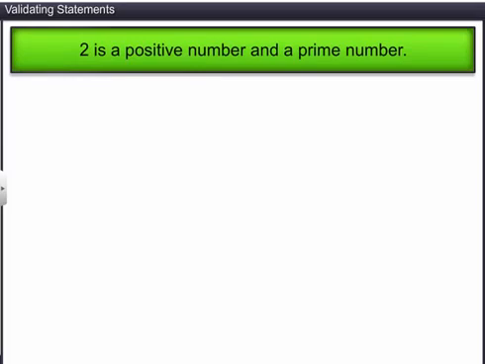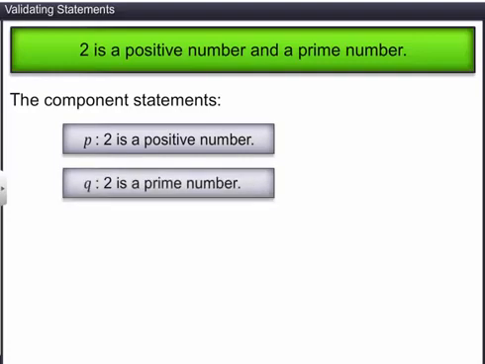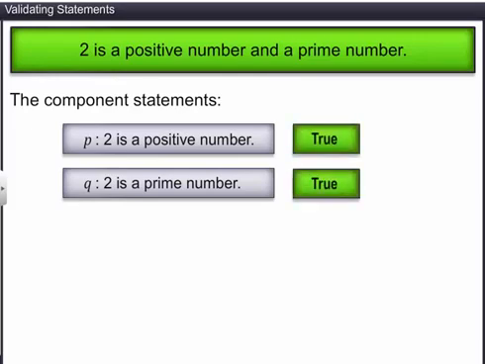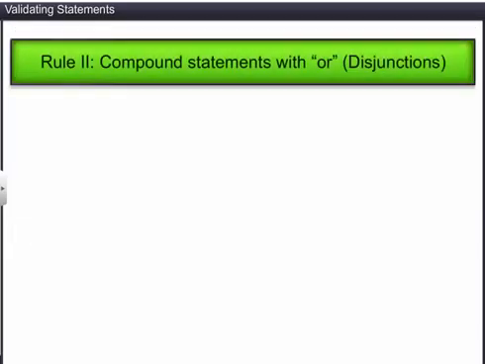The component statements of the compound statement are: 2 is a positive number, 2 is a prime number. We know that component statements P and Q are true. Hence, it is validated that the given compound statement is true. Rule 2 is used to validate compound statements with the connective word "or".